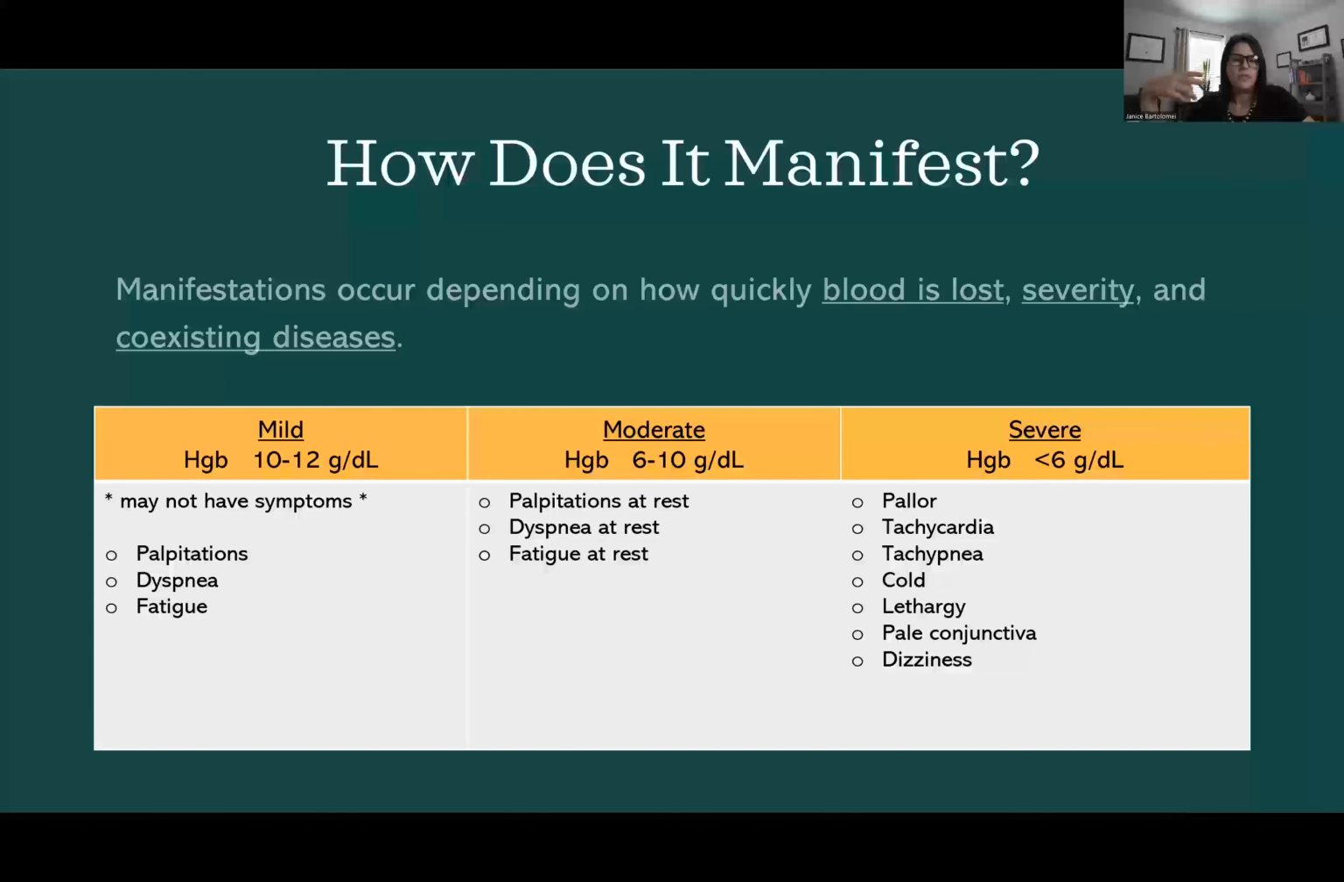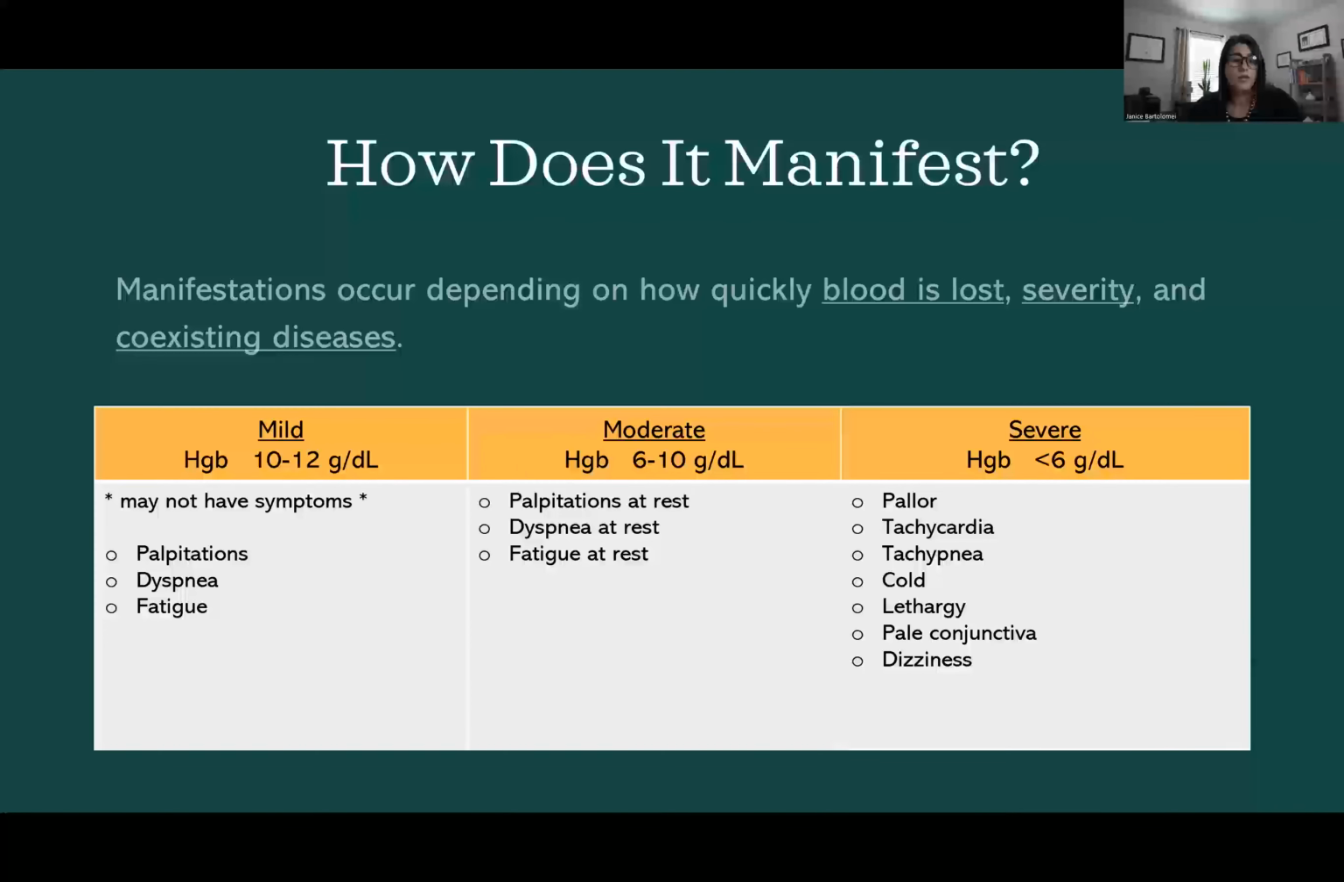When we go over the manifestations, I want you to think about what happens when someone has low oxygen and low blood volume, because the manifestations get a little easier if you think about those two things. For mild anemia, someone might not even have symptoms or recognize it, but they could experience some palpitations, shortness of breath, and fatigue. For moderate, you'll still have those palpitations, shortness of breath, and fatigue, but at rest. They don't have to be moving or doing anything, and they feel them.